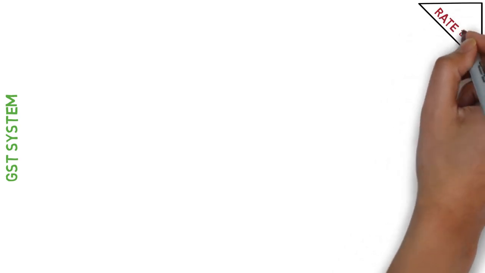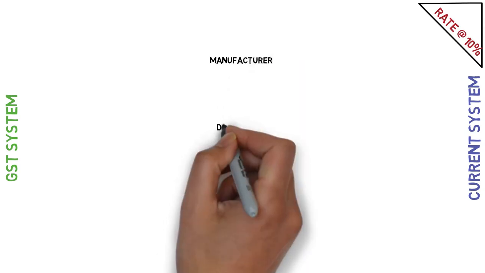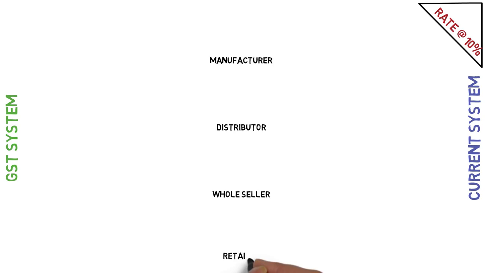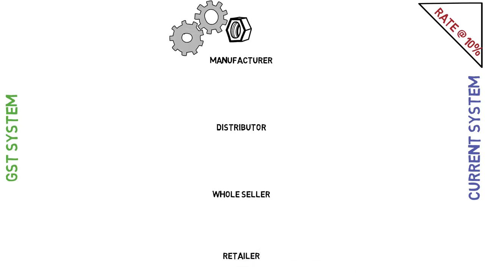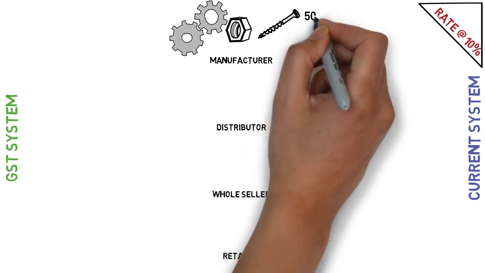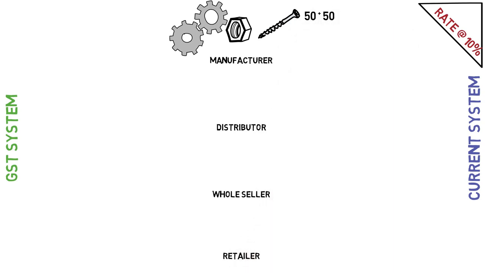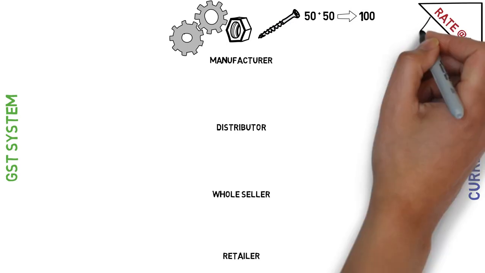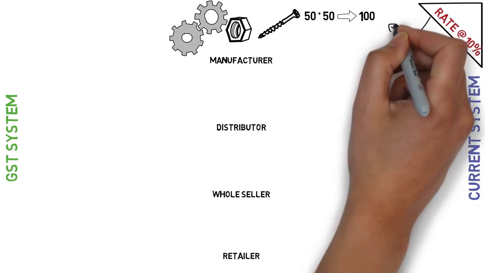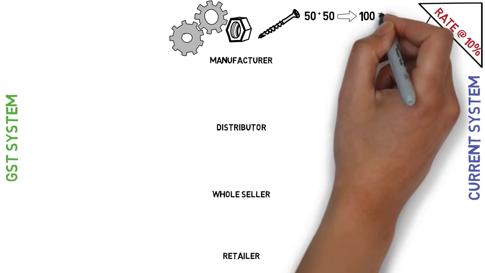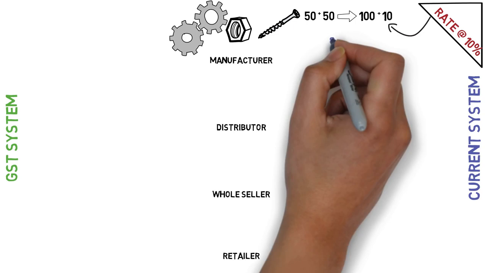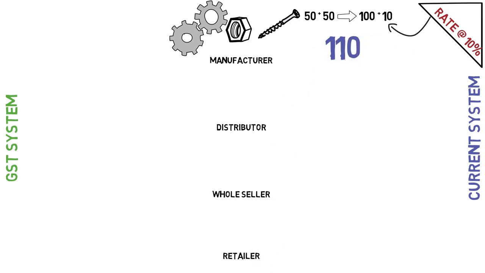Consider a simplified tax rate of 10% at each level. There are generally 4 levels: manufacturer, distributor, wholesaler and retailer. The manufacturer buys raw material of, let's say, 50 rupees, and manufactures the product, which adds 50 rupees of value to it. So the product becomes 100 rupees. For selling this product, he needs to pay 10% tax, which is 10 rupees. So the cost of the product for the distributor is 110 rupees.